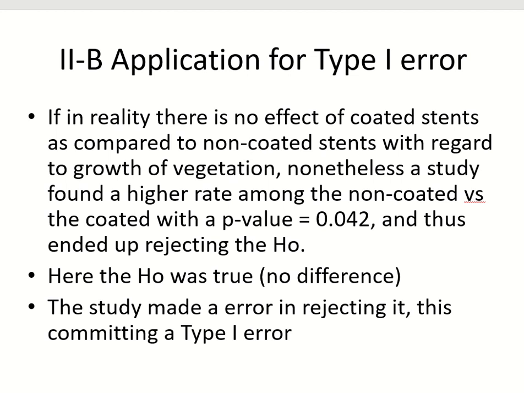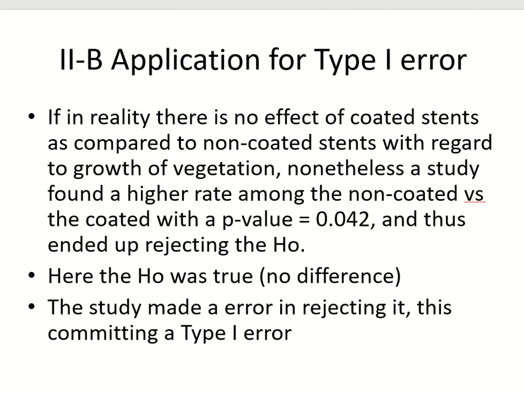What does a type 1 error mean? If in reality there is no effect of a coated stent as compared to a non-coated stent with regard to growth of vegetation, let's say this is the reality, there is no difference whether you use a coated stent or a non-coated stent. Nonetheless, a study found a higher rate among the non-coated versus the coated with a p-value of 0.042, and thus they ended up rejecting the null hypothesis. What happened? This study is going to declare that there is a difference between coated and non-coated. They're declaring that something exists when in fact it does not exist. That is considered a type 1 error.